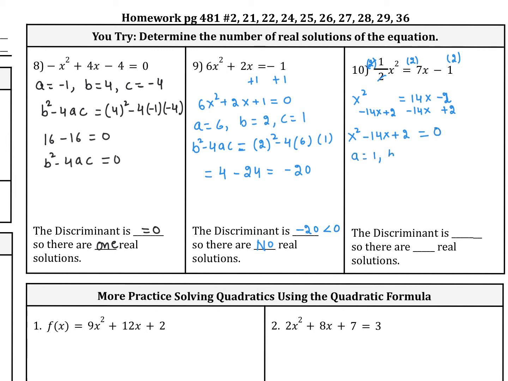A is 1, B is negative 14, and C is 2. B squared minus 4AC, so that's going to be negative 14 squared minus 4 times 1 times 2. 14 squared is 196, minus 8, and that's going to be 188. So 188 is the discriminant, that is greater than 0. So there are going to be 2 real solutions.